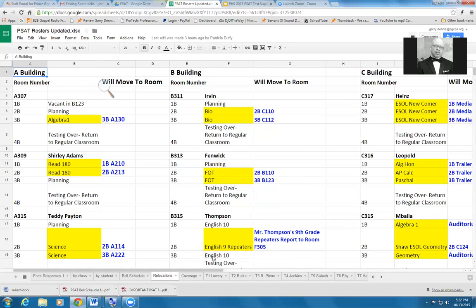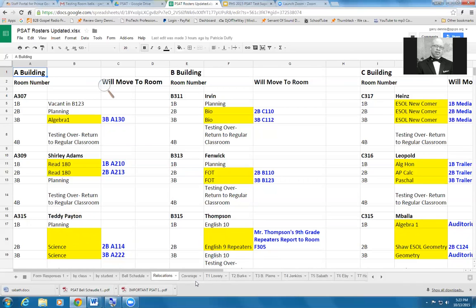Remember, only true 10th graders are taking this assessment. The non-traditional 10th graders, those students who are upperclassmen or even lowerclassmen who are repeating 10th grade, will not be taking this assessment. They will follow the normal schedule, and when their schedule lines up with their English 10 class, they will go to the auditorium.